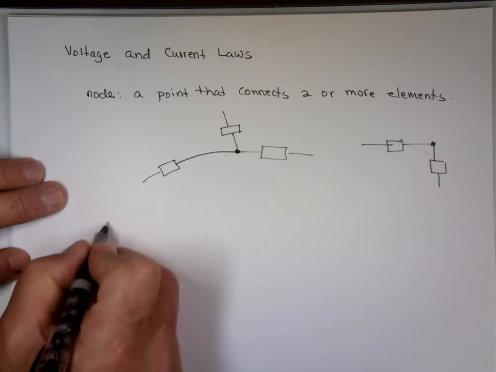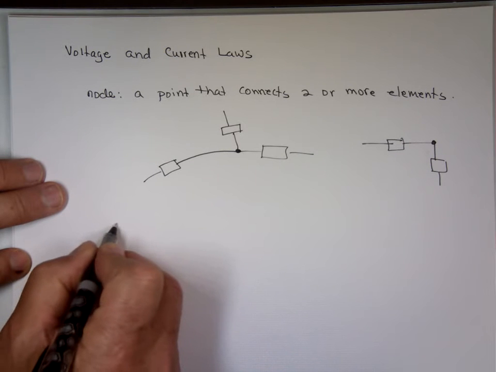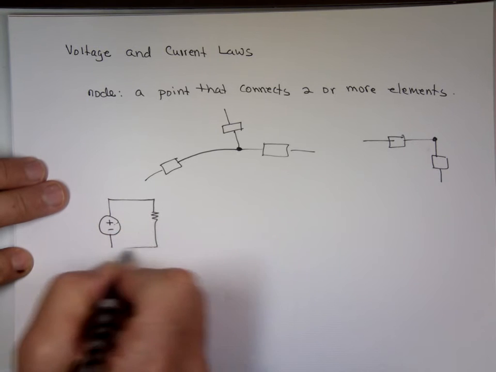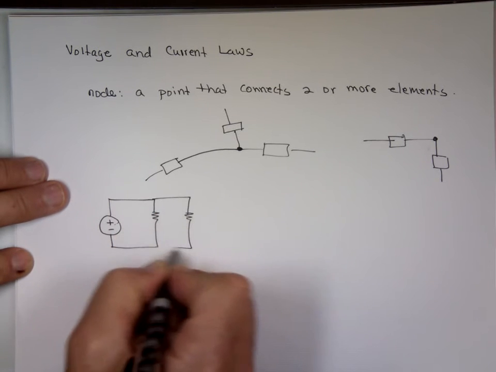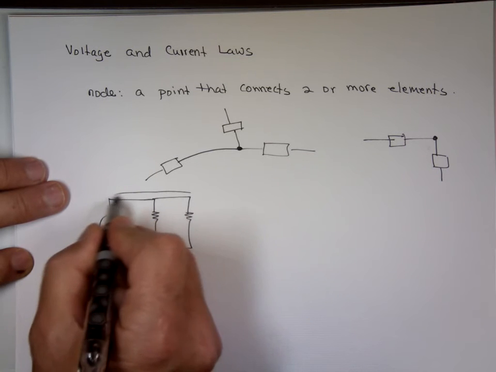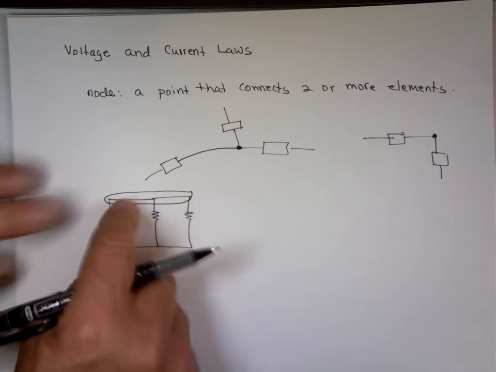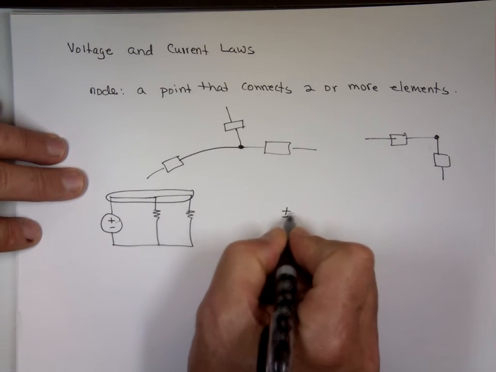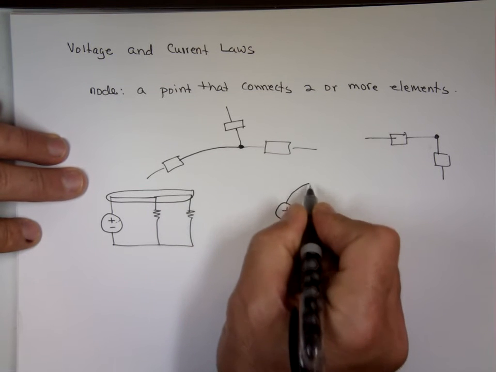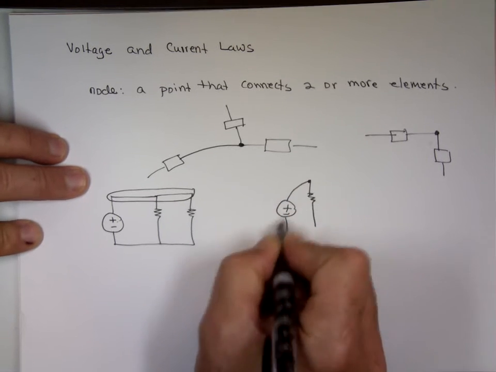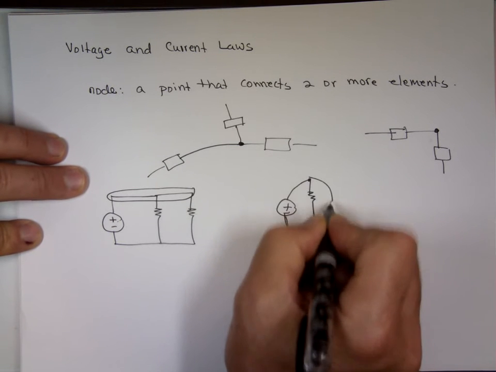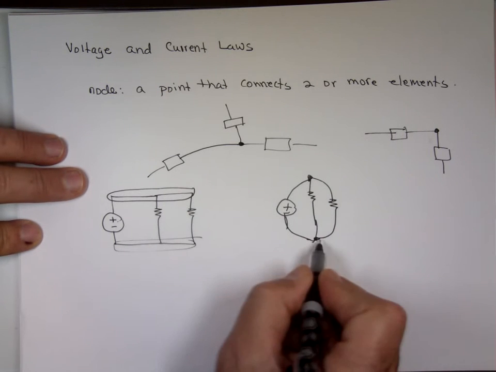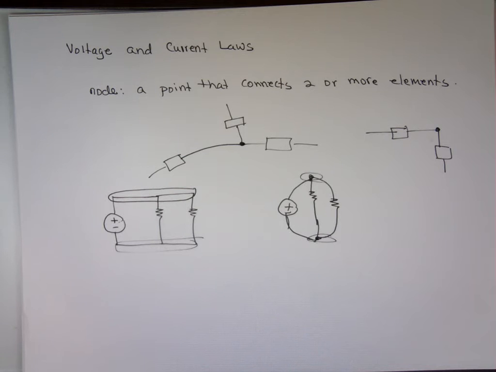A node could look something like this. Like we're doing voltage sources, so in terms of something you can relate to, this is a node right here. Notice that point connects these three elements, because you can actually take these three and connect them like this. So that's really a node, and this is also a node. So all of these are nodes.